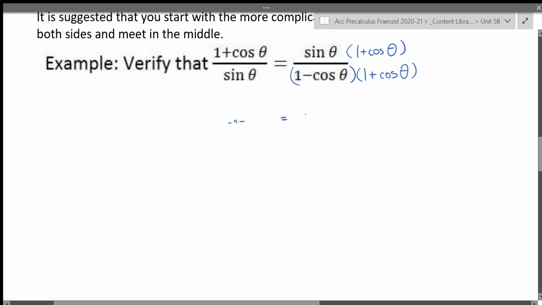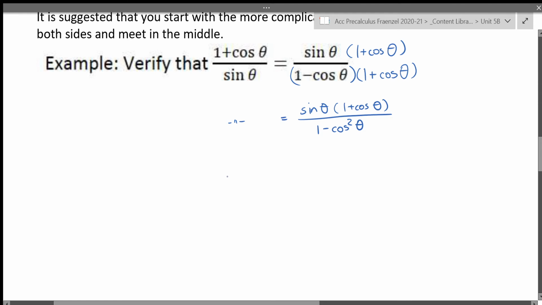No need to copy that. So we have sine theta times 1 plus cosine theta, and the denominator is 1 minus cosine squared theta. I'm not even multiplying the numerator out yet because I might have to factor again, so I'm just going to leave it in factored form.